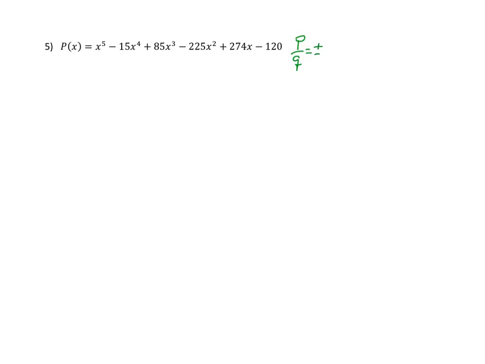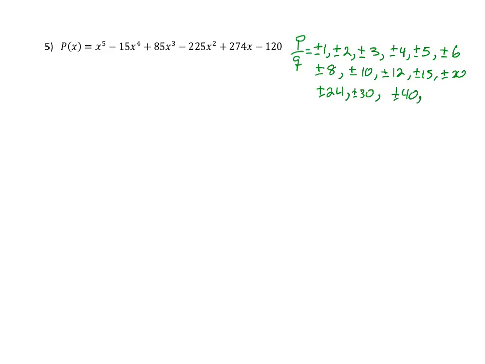So this is going to be plus or minus 1, plus or minus 2, plus or minus 3, plus or minus 4, plus or minus 5, plus or minus 6, plus or minus 8, plus or minus 10, plus or minus 12, plus or minus 15, plus or minus 20, plus or minus 24, plus or minus 30, plus or minus 40, plus or minus 60, and plus or minus 120. So that's my list of possible zeros. You can see we have a lot of possible zeros.